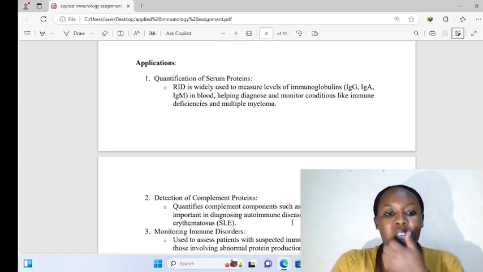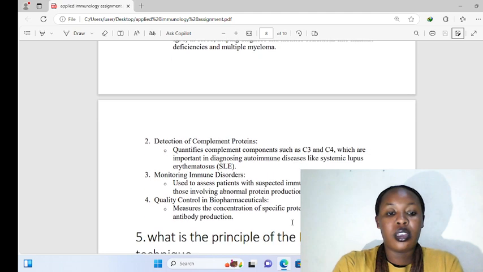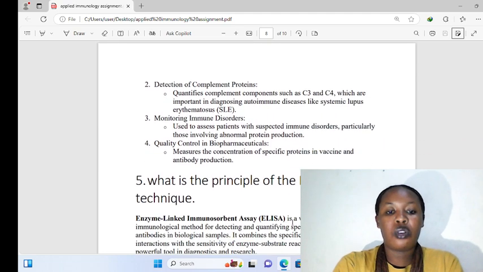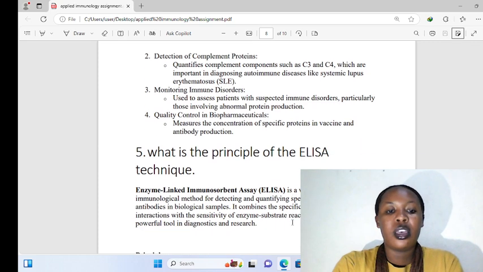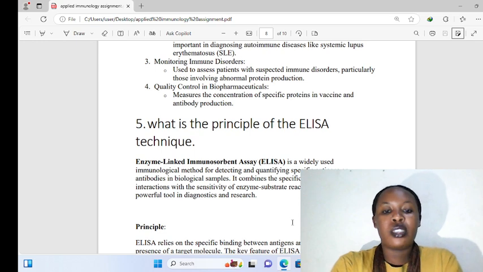This is applied in quantification of serum protein, in detection of complement protein, and also in monitoring immune disorders, and in quality control in biopharmaceutical.